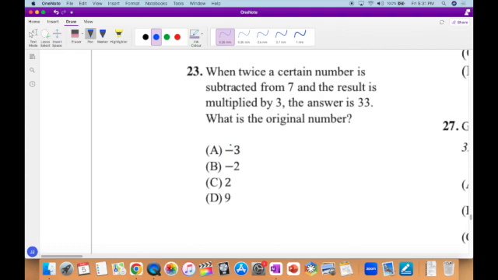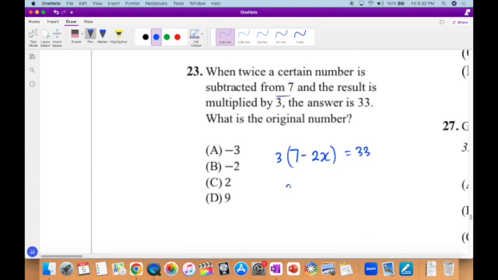When twice a certain number is subtracted from 7, the result is multiplied by 3. So twice a certain number is subtracted from 7. Right? So that means 7 minus twice a certain number. So when twice a certain number is subtracted from 7, the result, whatever we get here, is multiplied by 3. The answer is 33. What is the original number?